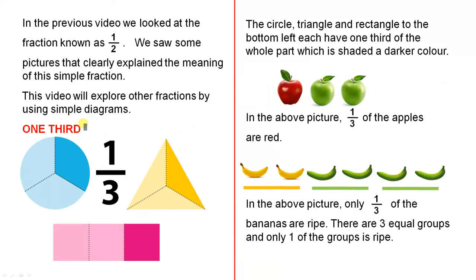Let's look at the fraction 1/3. 1/3 is written as 1 over 3. That is the numerator, remember? And this is the denominator.